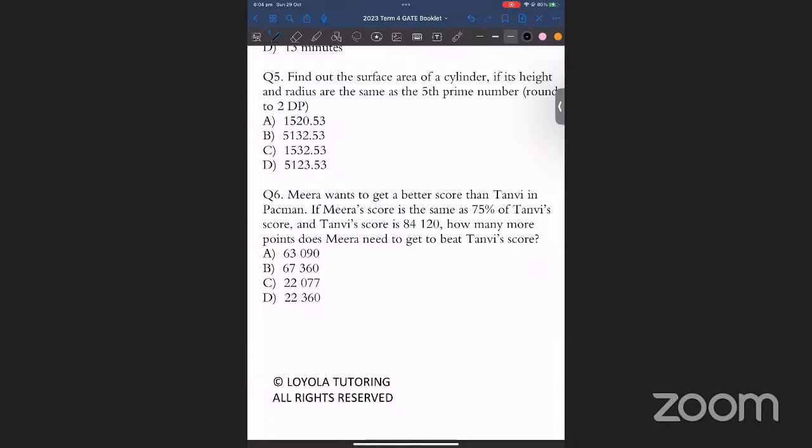Mira wants to get a better score than Tanvi in Pac-Man. If Mira's score is the same as 75% of Tanvi's score, and Tanvi's score is 84,120, how many more points does Mira need to get to beat Tanvi? So let's take a look. She's already gotten 75% of Tanvi's score, right? So what percentage of Tanvi's score does she need extra to beat it? Keshav? If she's already gotten 75%, what percentage does she need to beat Tanvi's score?